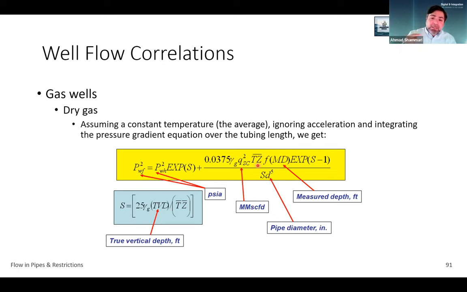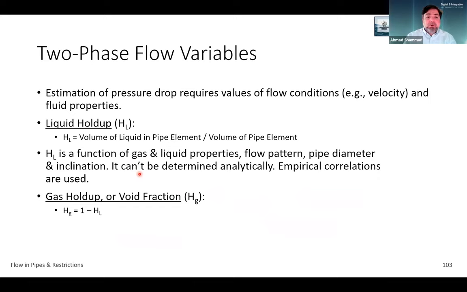Because we can assume multiple rates. This is the flow rates. And then for each of the rates, we can get the PWF or the flowing bottom pressure, okay? Now, when we talk about two-phase flow, things are more complex.